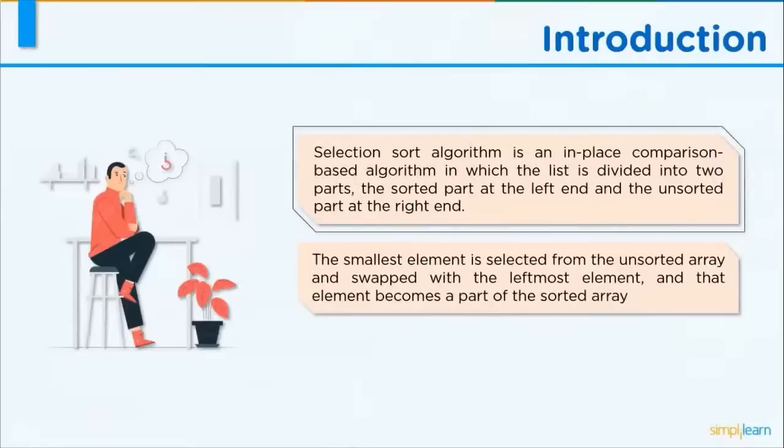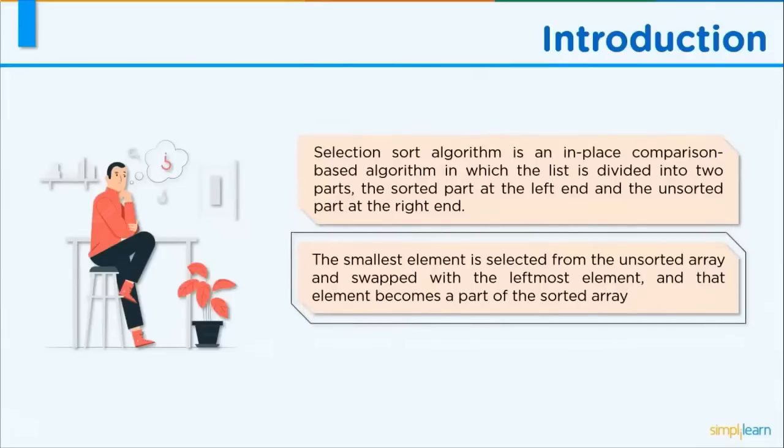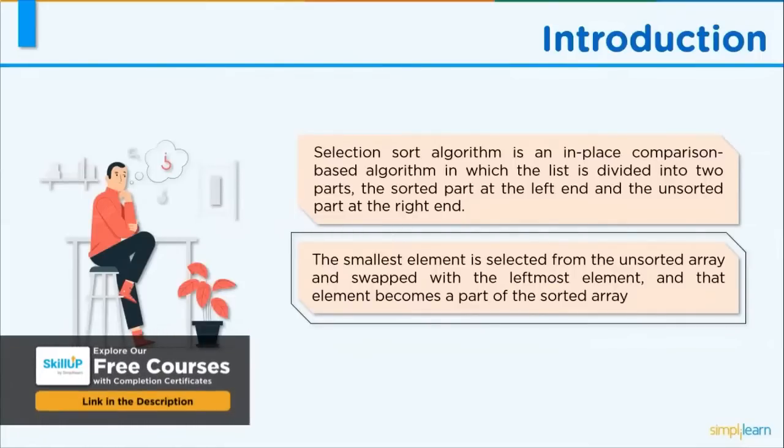Let's get started with an introduction to selection sort. The selection sort algorithm is an in-place comparison-based method that divides the list into two halves, with the sorted portion on the left and the unsorted half on the right. Then the smallest element from the unsorted array is chosen and swapped with the leftmost element, and that element is added to the sorted array.